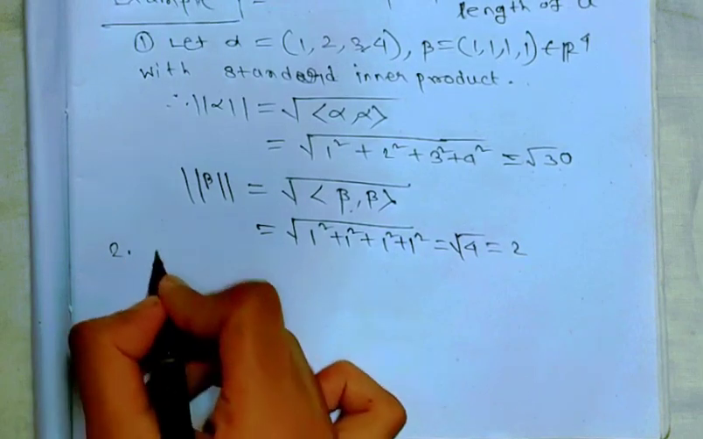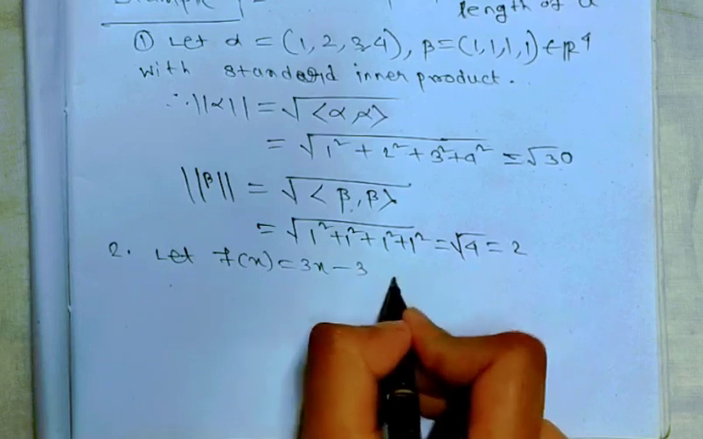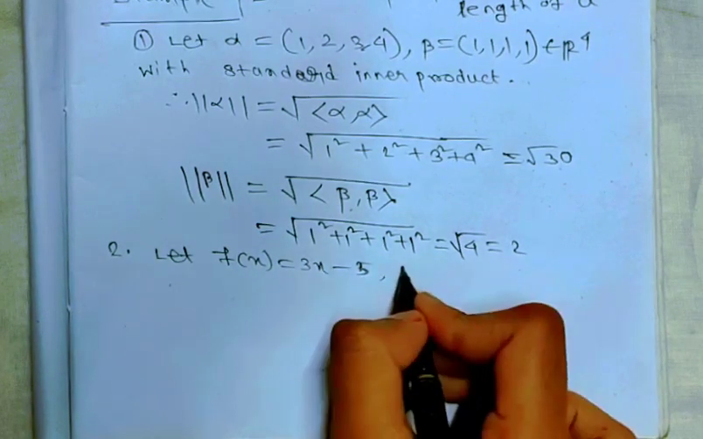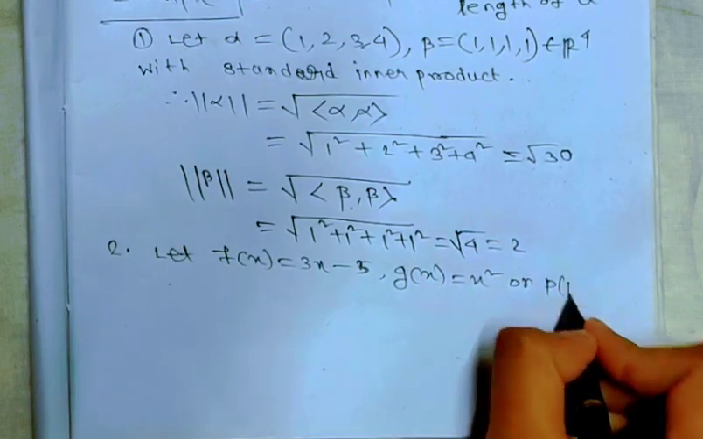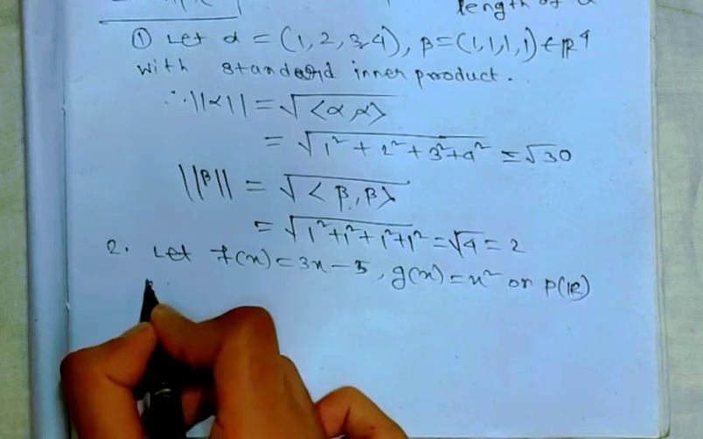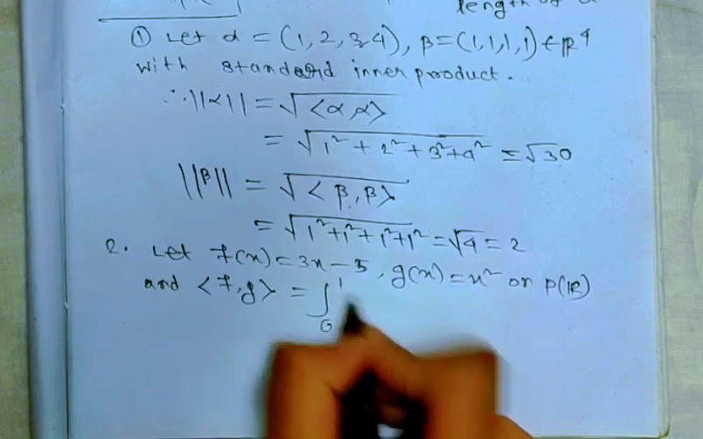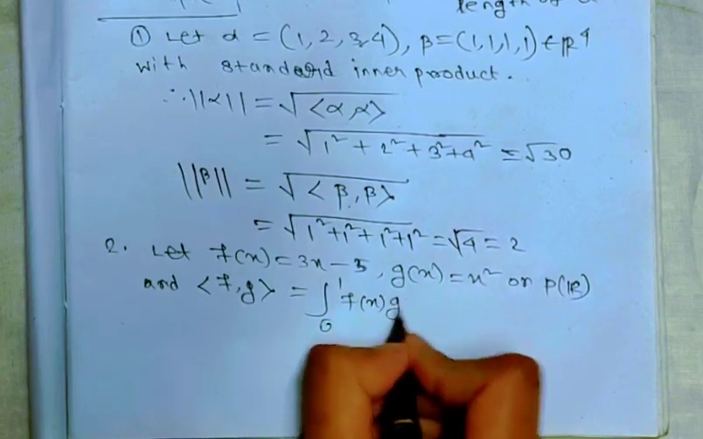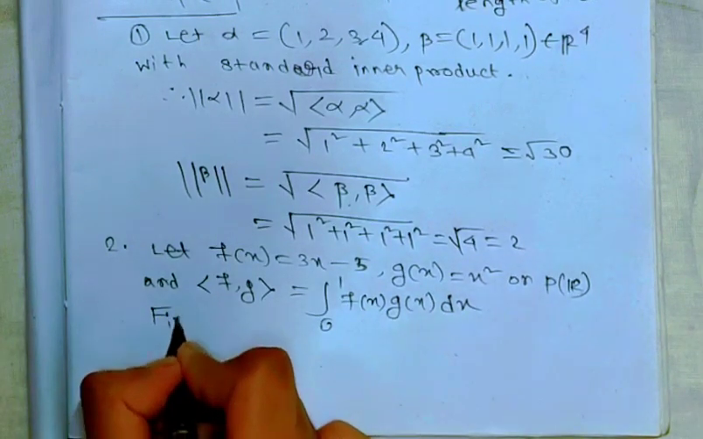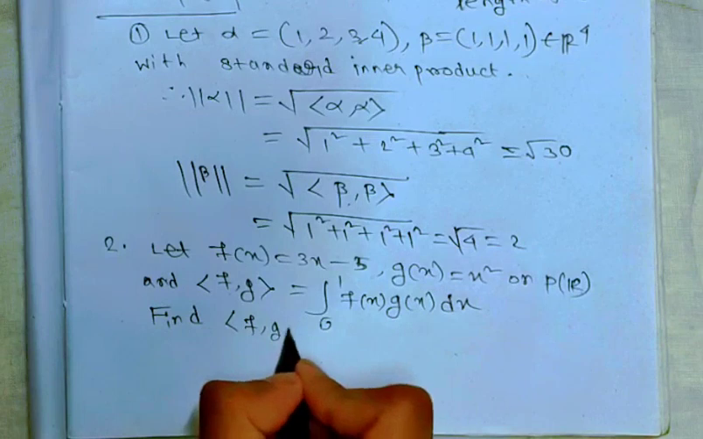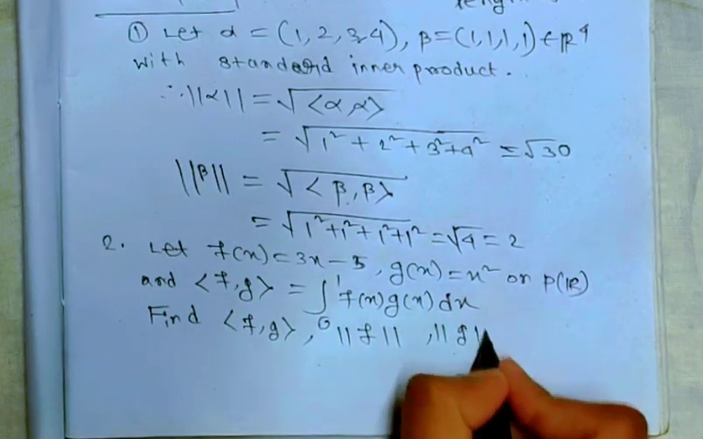Now the second example is: let f(x) equals 3x minus 5 and g(x) equals x square on P of R, and the inner product of f, g equals integration 0 to 1 f(x) g(x) dx. Now what is the question? Find the inner product of f, g, norm of f and norm of g.